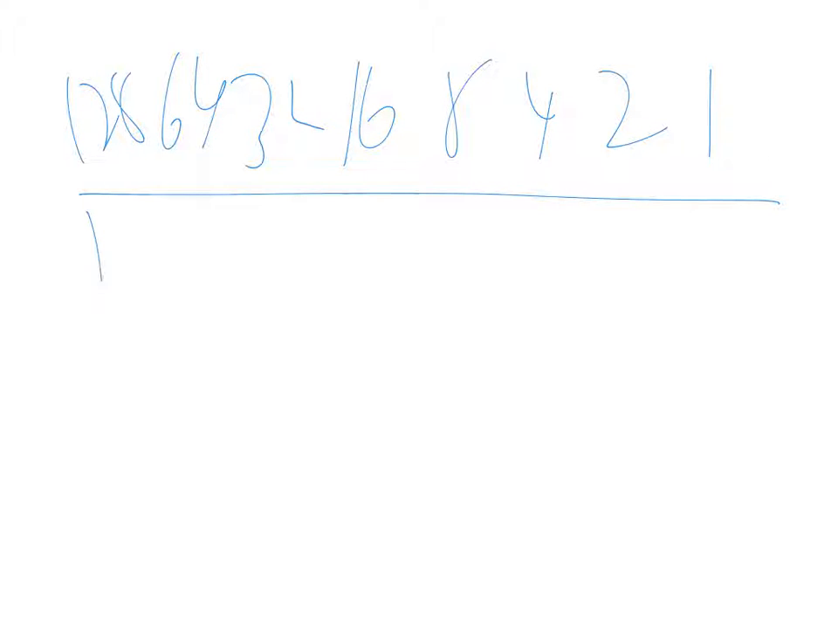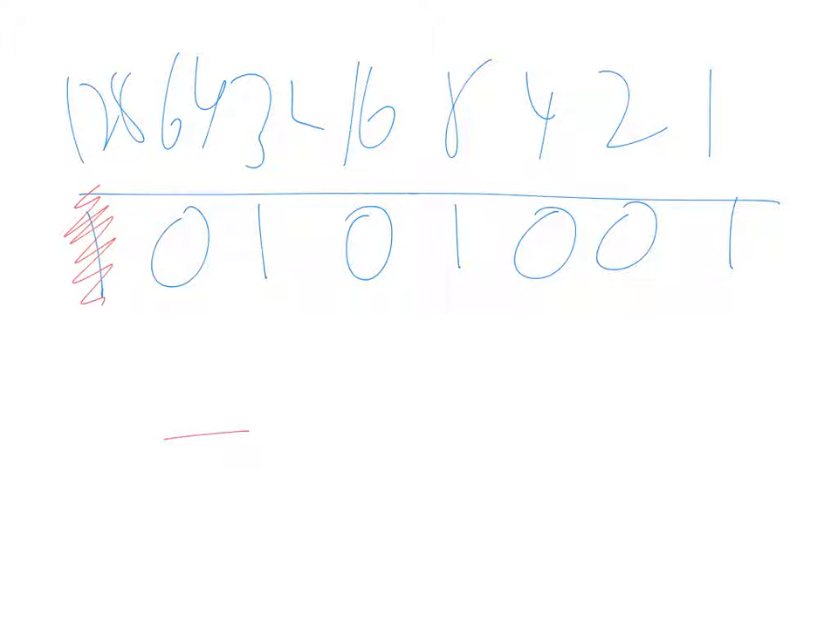So 1, 2, 4, 8, 16, 32, 64, 128. Again, we'll put a 1 at the front to make it a negative number. And again, we write down that it's a negative, ignore the most significant bit, and add up our remaining placeholders to give us negative 41.